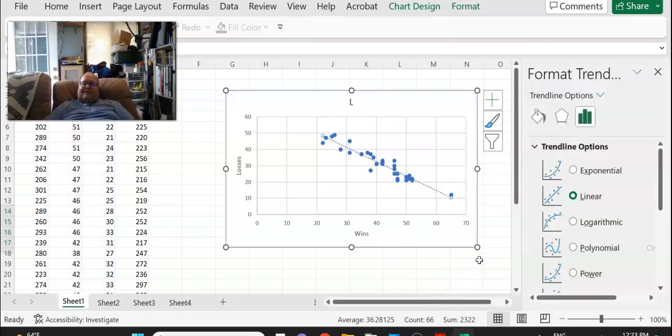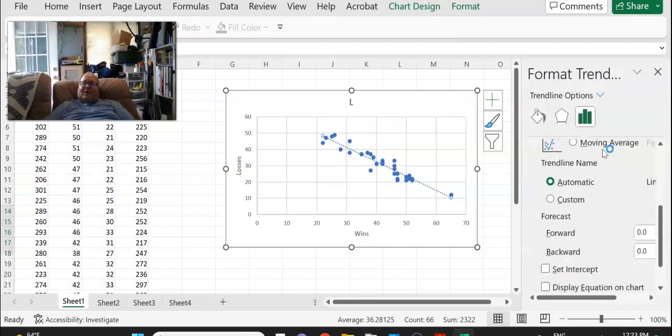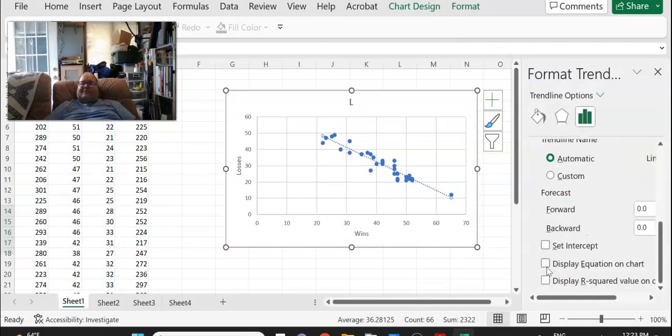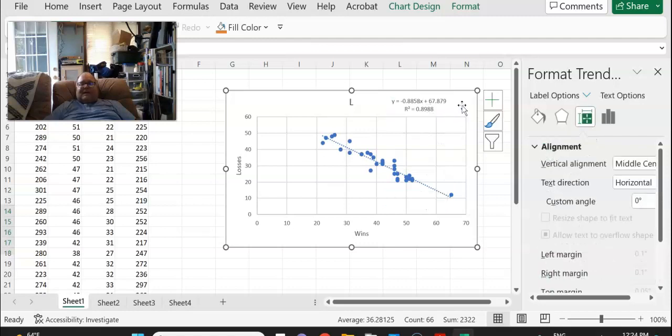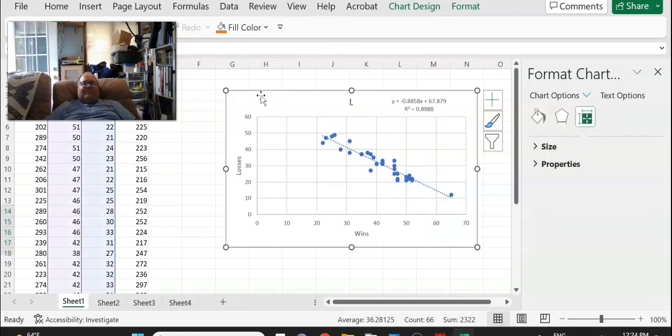With our trend line, we can also add, and we add our trend line and other things by adding this plus button, the equation of the line, and our R squared value. We'll come back to what each of those stand for in a little bit.